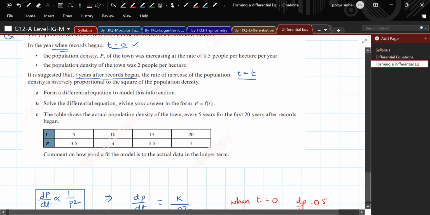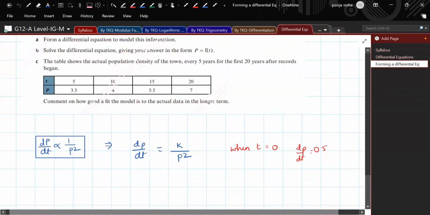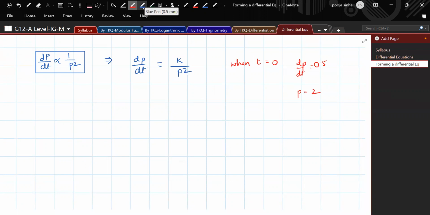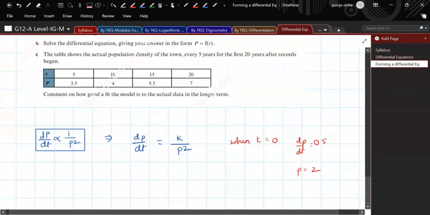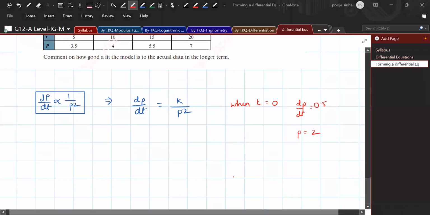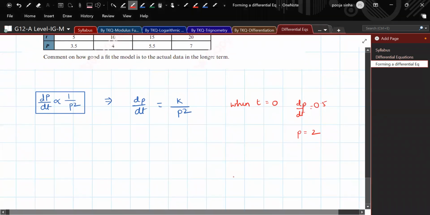और कोई information? P कितना है इसमें? 2 people. 2 people per hectare. So P is equal to 2. ठीक है, इतना इंफॉर्मेशन आपके पास है. So that's P square, right? So P is equal to 2. So P square आपको करना पड़ेगा. P square will become 4.